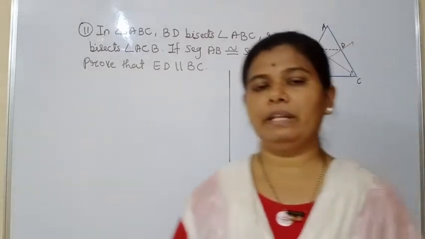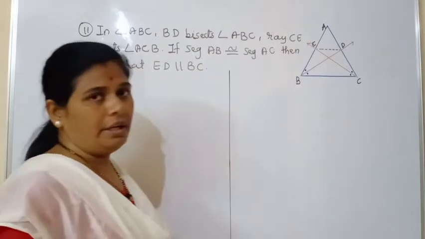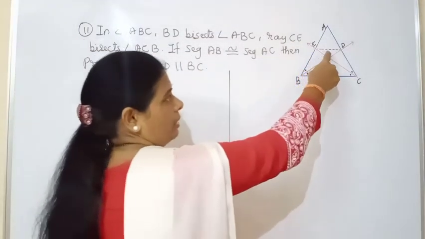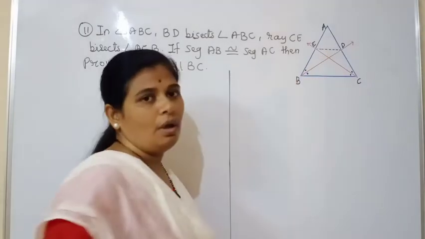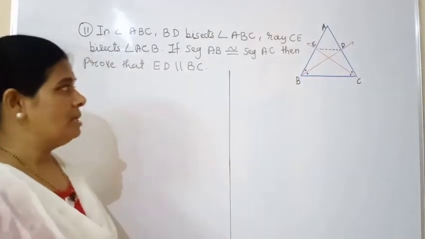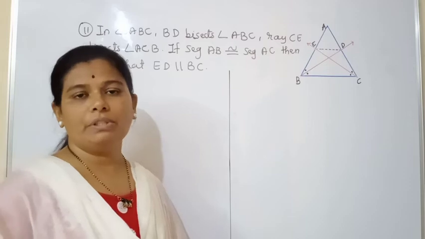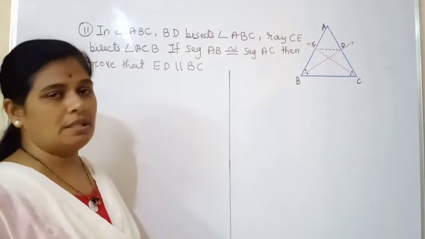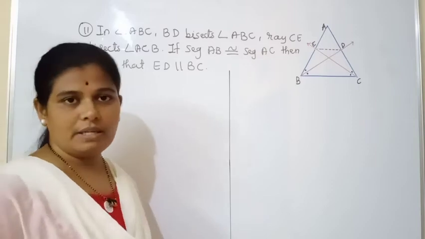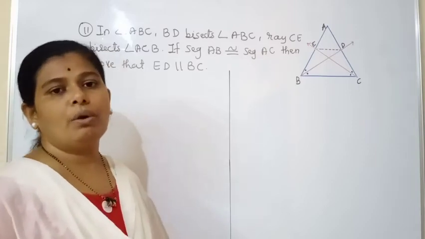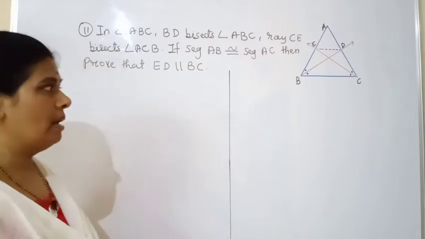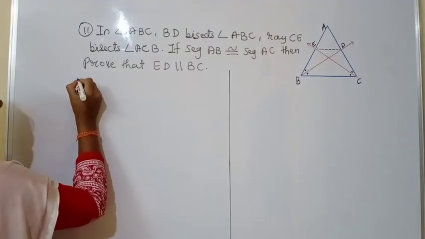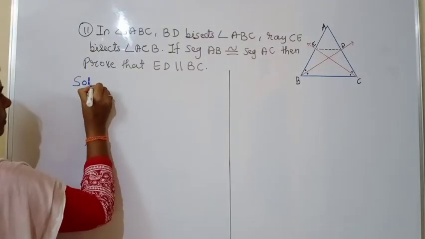As you can see, there is a dotted line ED. So we have to prove that this dotted line ED is parallel to BC. Okay. As you can see here, in the question they have given the angle bisectors: CE bisects the angle ACB, then BD bisects the angle ABC. So we are going to use the property of angle bisector. Okay, so we will take one by one. So, solution.